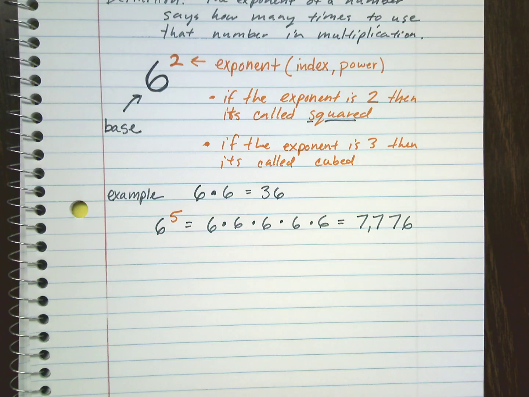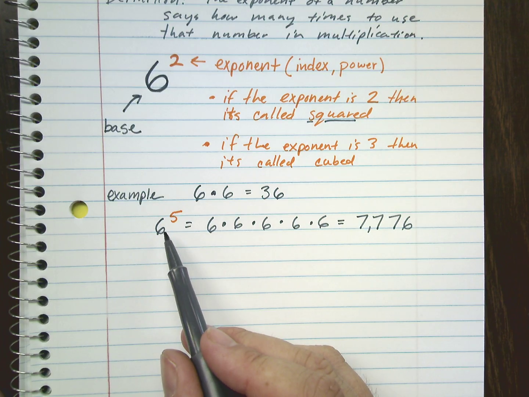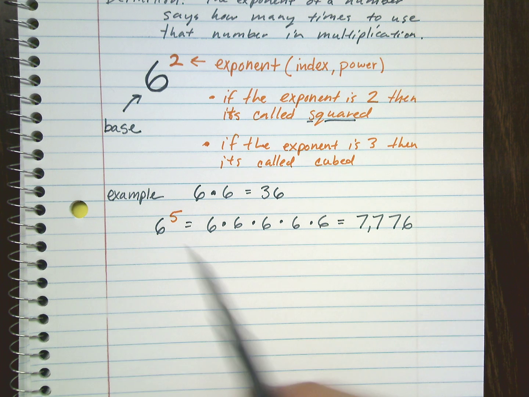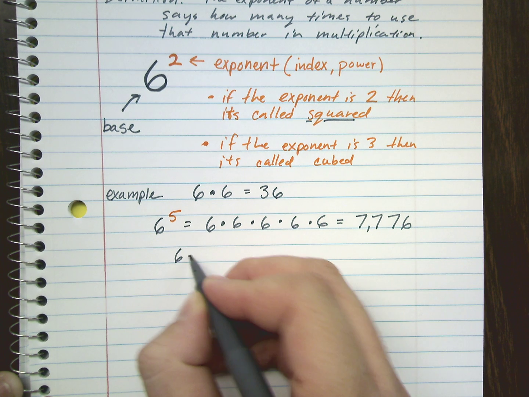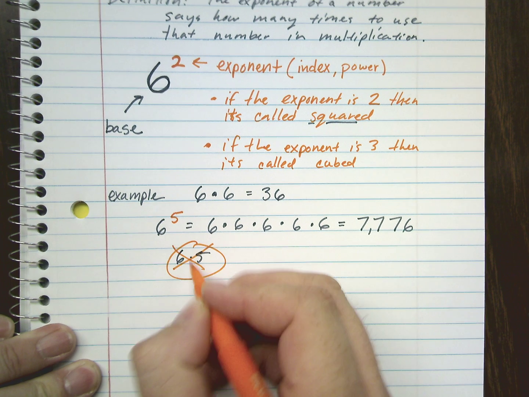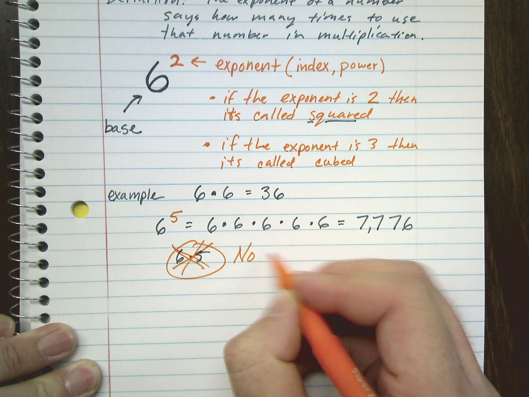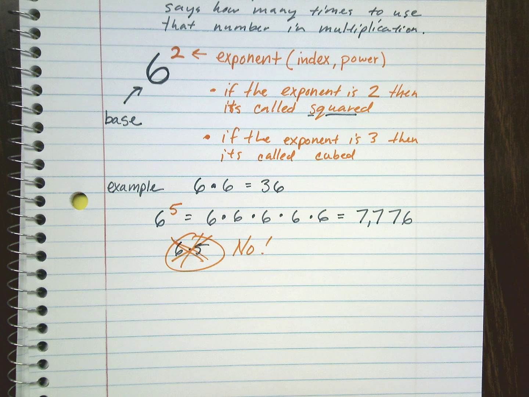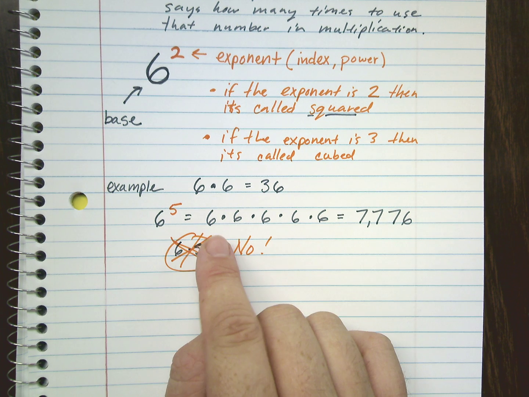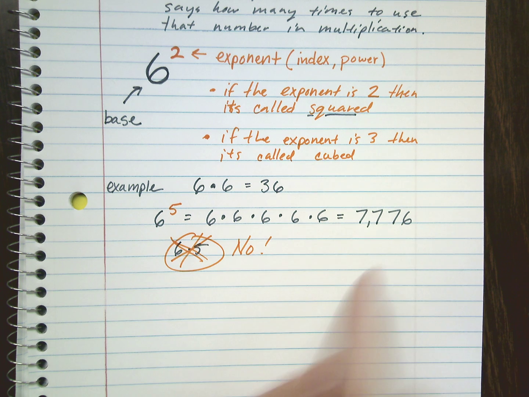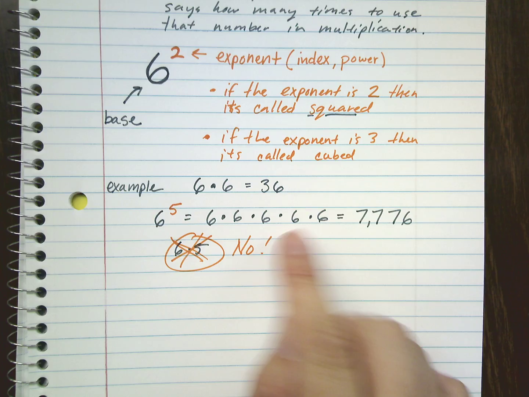What I want you to notice is one thing that is super important. It is not 6 times 5. I have a lot of students that make that mistake. Oh, it's just 6 times 5? No, this is not 6 times 5. I do want you to understand that it's not 6 times 5. It is actually multiplying 6 by itself 5 times: 6 times 6 times 6 times 6 times 6.